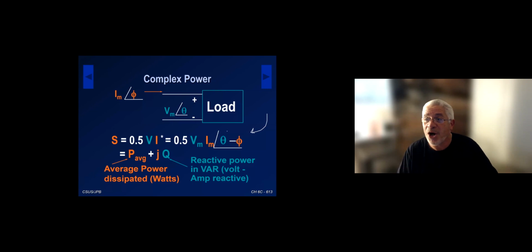If you write the complex power in rectangular form, you're going to find that the average power is the real part of the complex power. So the average power here is 1/2 Vm Im cosine of theta minus phi. That's the average power, the real part of the complex power, and it's in watts. That's the average power that we had before.